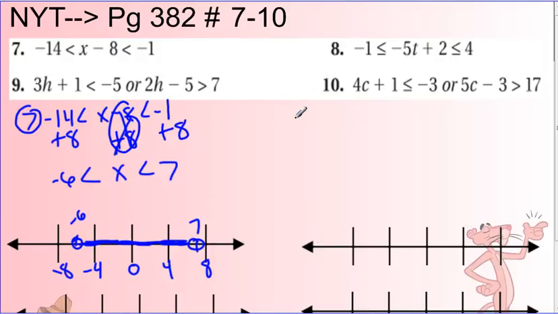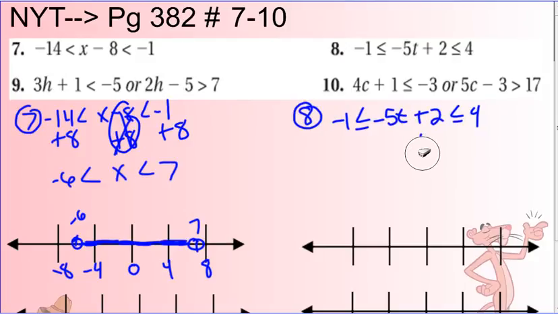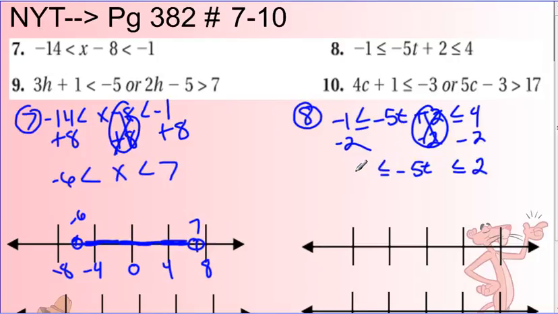Number 8, negative 1 is less than or equal to negative 5t plus 2 is less than or equal to 4. We have the and, so it's the two separate sides. We're going to subtract 2 from all three sides. These cancel out. We get 4 minus 2 is 2. Yeah, I can math. And negative 1 minus 2 is negative 3.